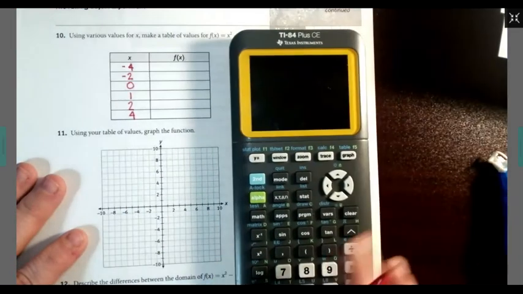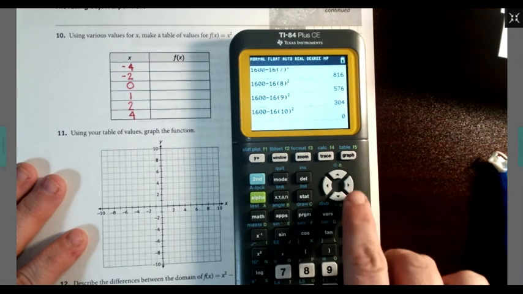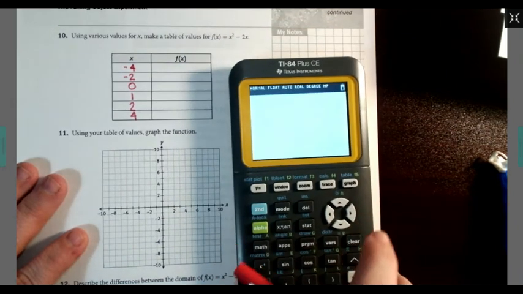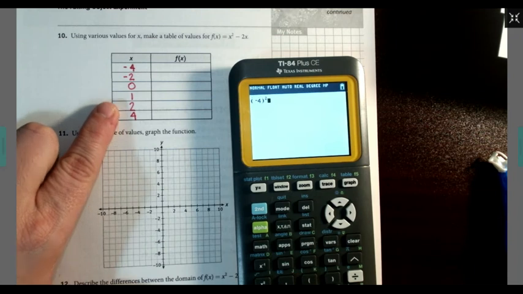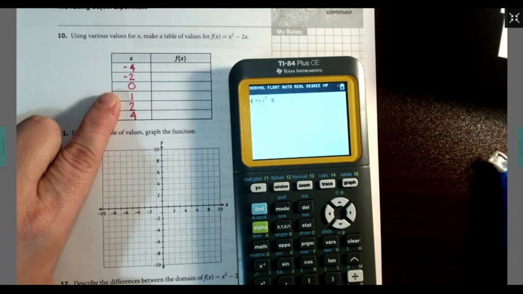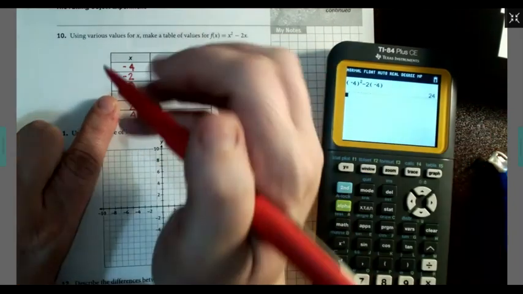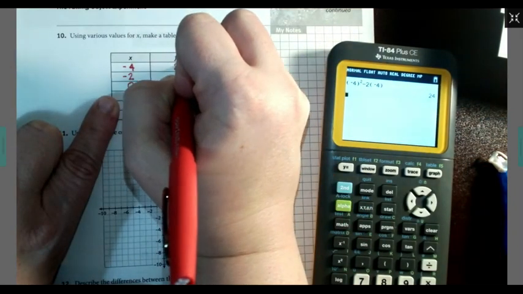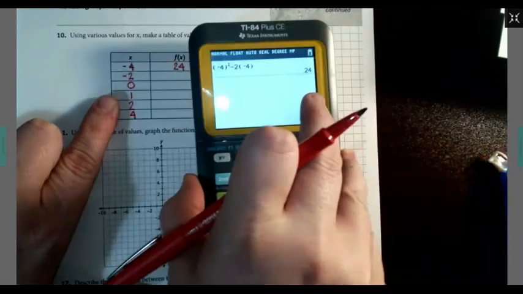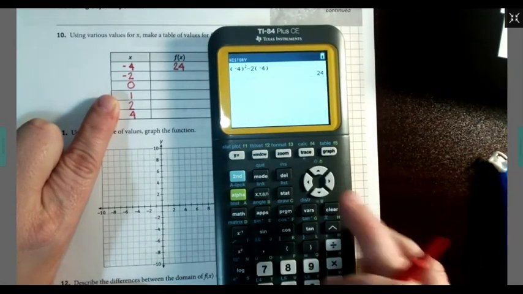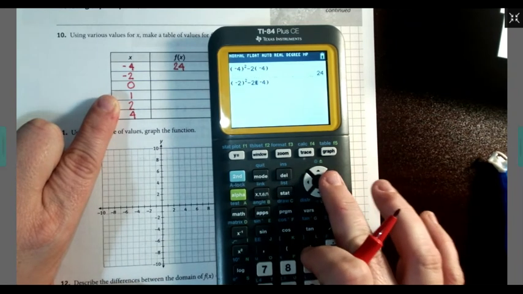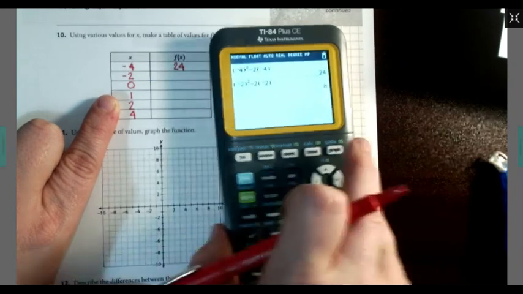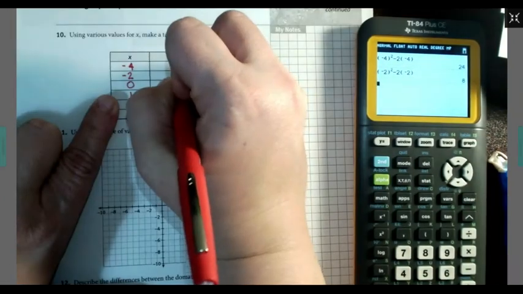I'm going to plug those into my function, which says -4 squared minus 2 times -4. That's going to be a positive 24. All right, let's try -2. So we're going to change this to a -2 way over here. And we're going to change this to a -2 way here. That value is 8.